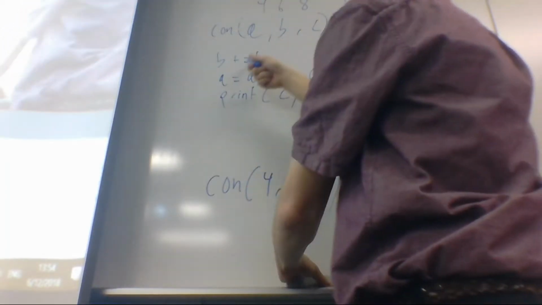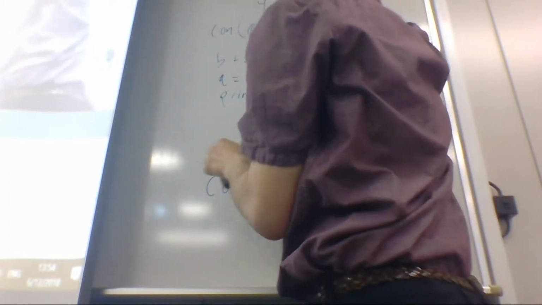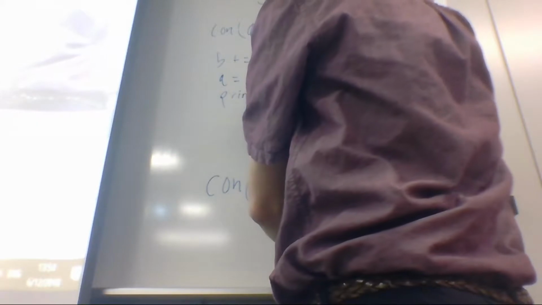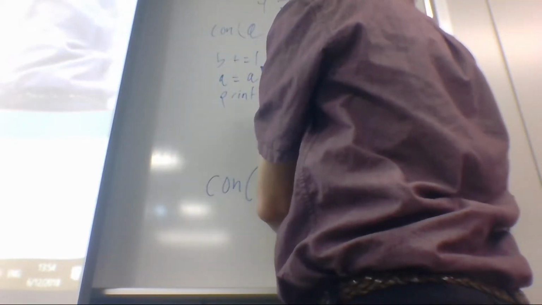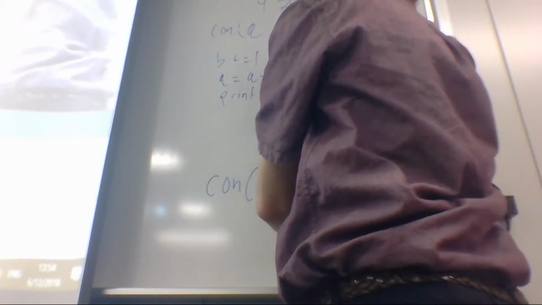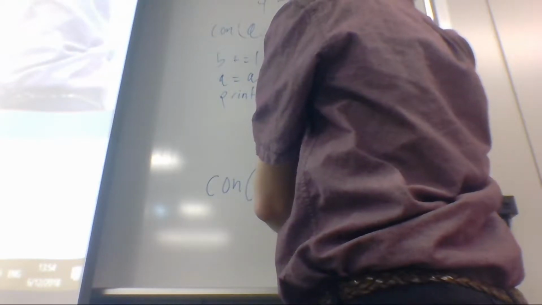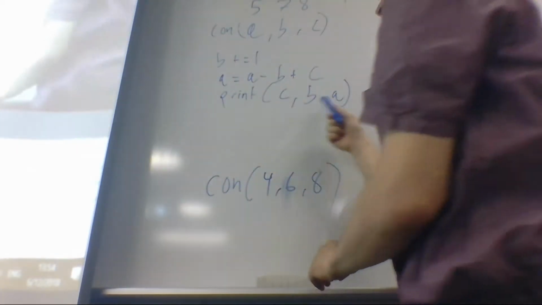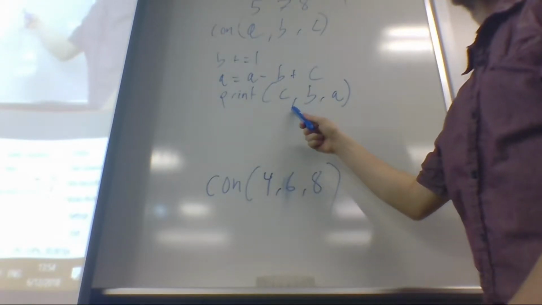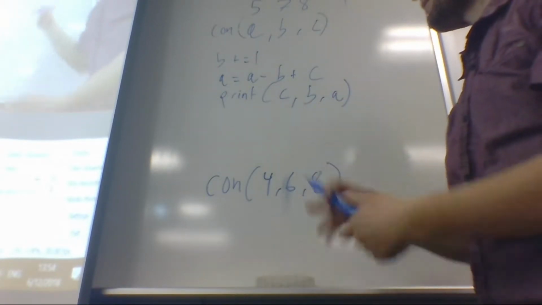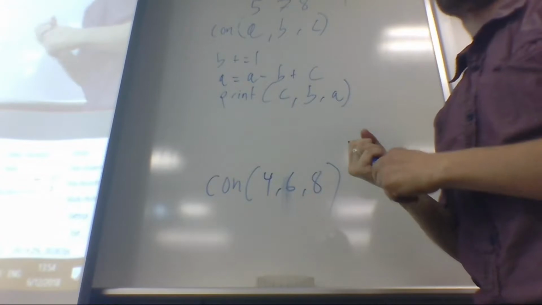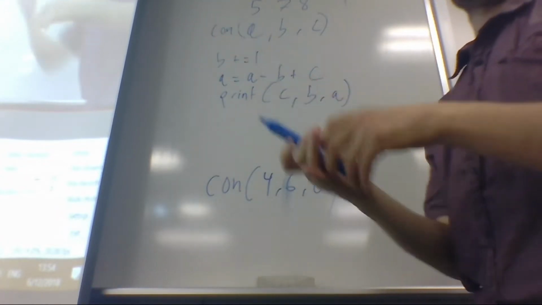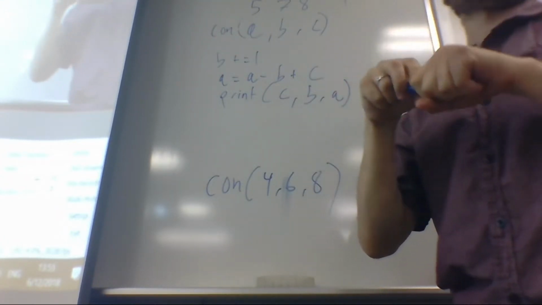So now increment b by 1 to 7. A is equal to a minus b plus c. So a minus b becomes negative 3, plus 8, 5. So a becomes 5. And then print them out in reverse: 8, 7, 5.